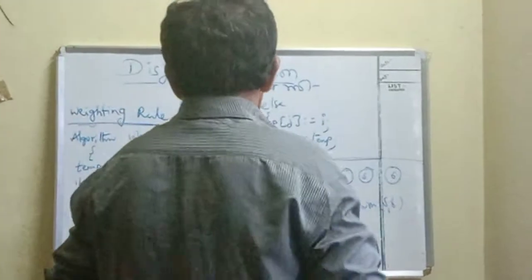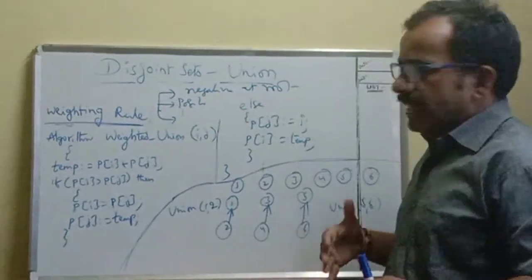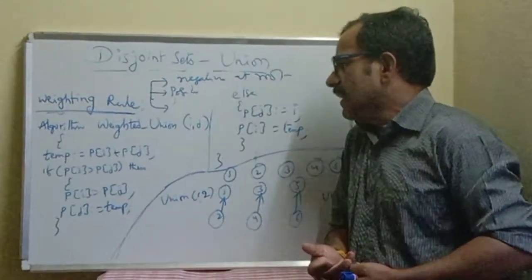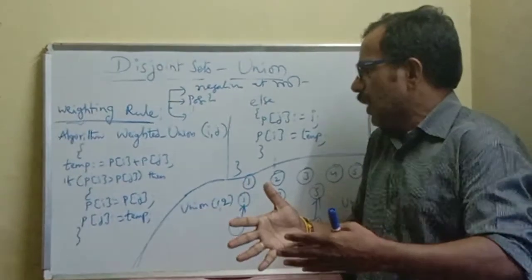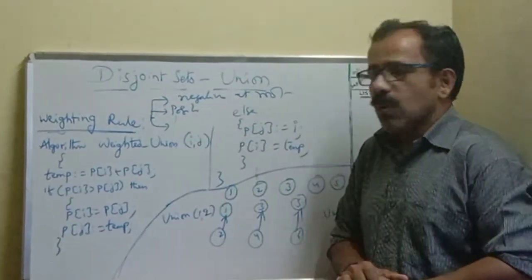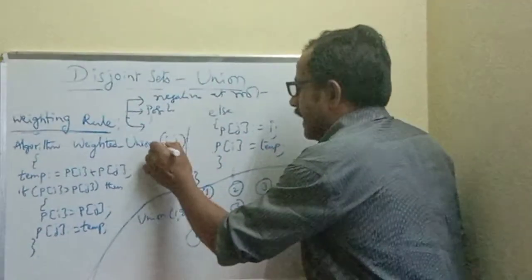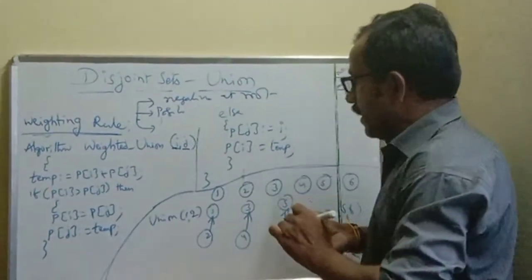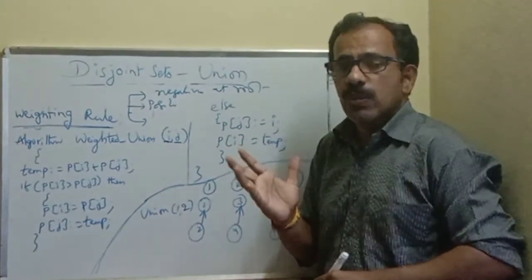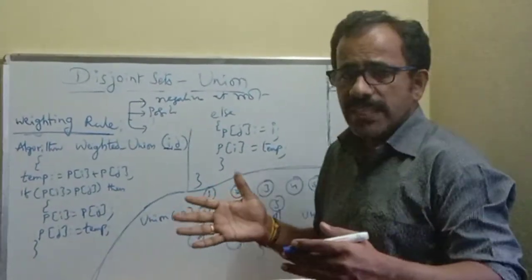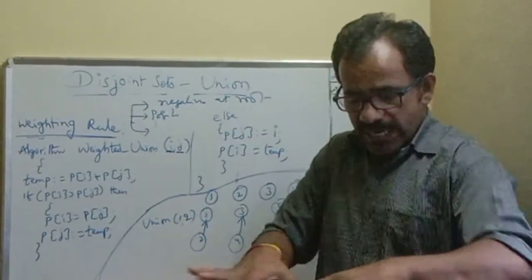Then I will explain the procedure. According to weighted union, this union is binary, like binary operators such as plus and minus, which require a minimum of two tree structures. One tree structure's root node is I, another tree structure's root node is J. Automatically the root node I and root node J have negative numbers, because root nodes are associated with a negative number. That number represents the number of nodes in the entire tree structure.